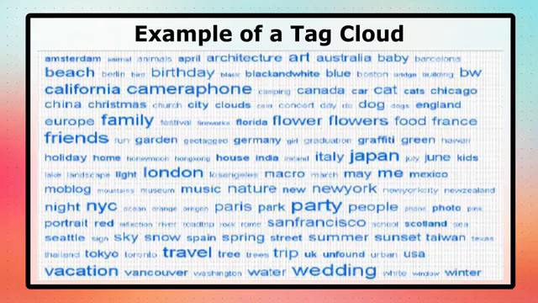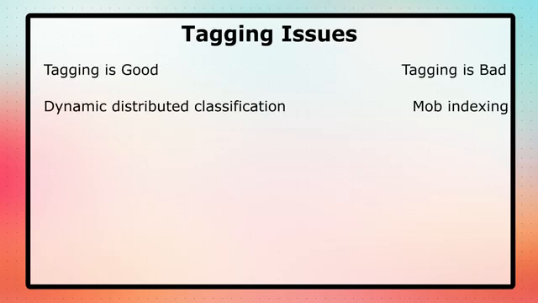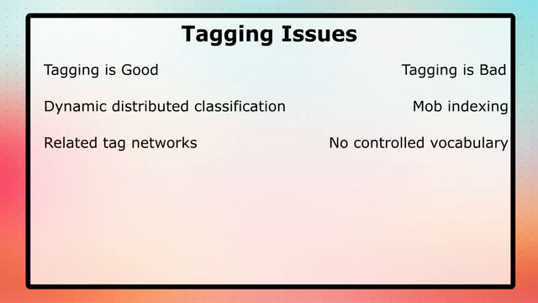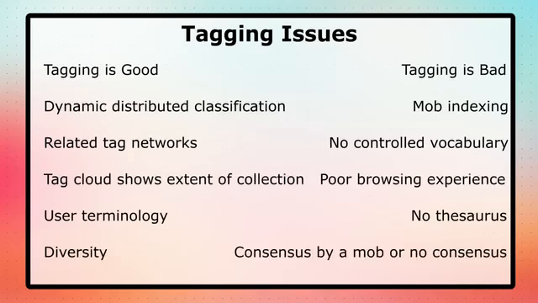Tagging issues. There are several issues, whether it is good or bad: dynamic distributed classification versus mob indexing, related tag networks, and no controlled vocabulary. Tag cloud shows extent of collection, poor browsing experience, user terminology versus known thesaurus, diversity versus consensus by a mob or no consensus. What's a tagging issue? Whether it is good or bad, there is a good supporter logic and a bad supporter logic.